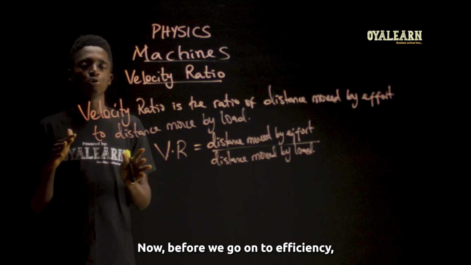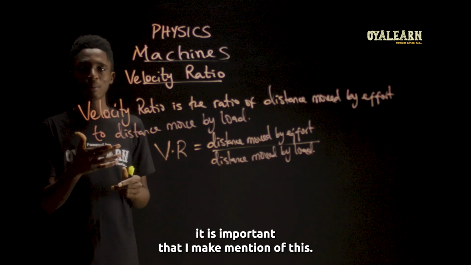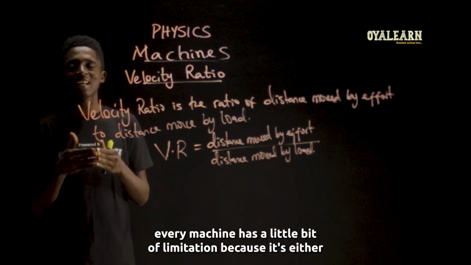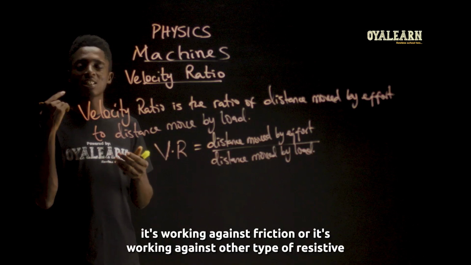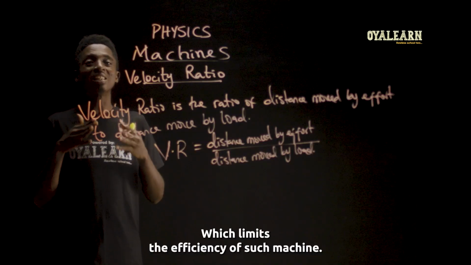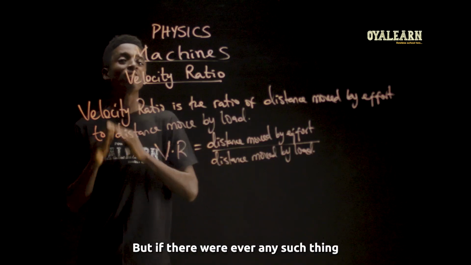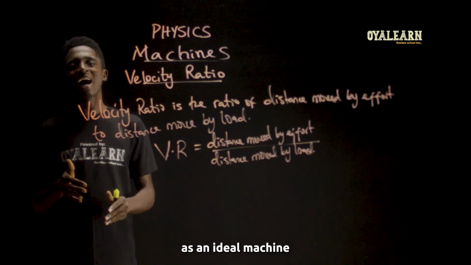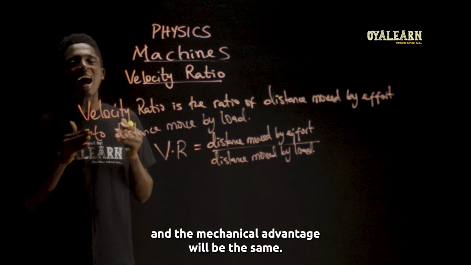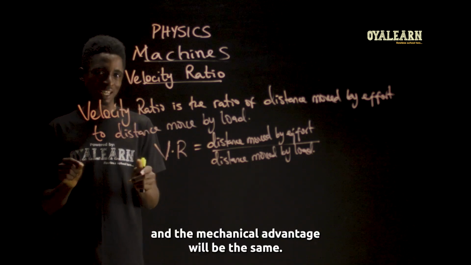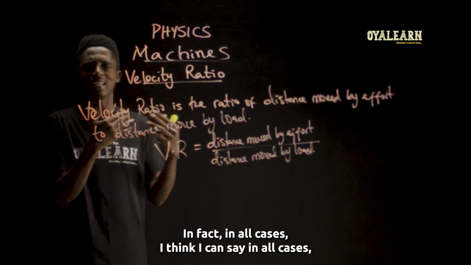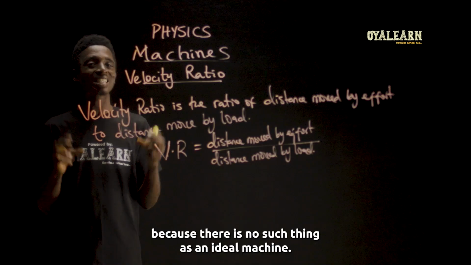Now, before we go on to efficiency, it is important that I make mention of this. Although there isn't anything like an ideal machine, every machine has some limitation because it is either working against friction or against some other resistive force, which limits the efficiency of the machine. But if there were ever such a thing as an ideal machine, in such a machine the velocity ratio and the mechanical advantage will be the same. In all cases, because there is no such thing as an ideal machine.